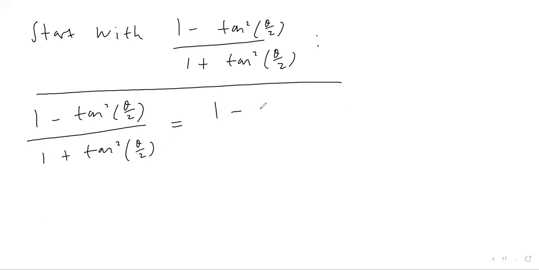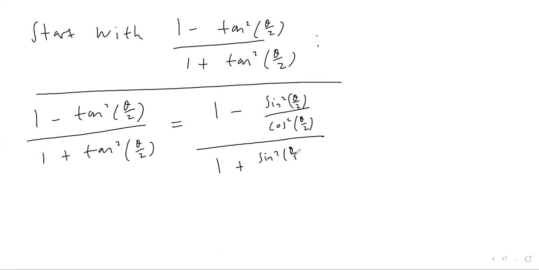We're going to rewrite the tan theta over 2 as sine theta over 2 divided by cos theta over 2. So this can be 1 minus sine squared theta over 2 divided by cos squared theta over 2, and then this is all divided by 1 plus sine squared theta over 2 divided by cos squared theta over 2. Now we can do a very similar trick to what we did in the previous video yesterday. We can multiply everything in this fraction, so that term, that term, that term, that term, the 4 terms in the fraction, by cos squared theta over 2.